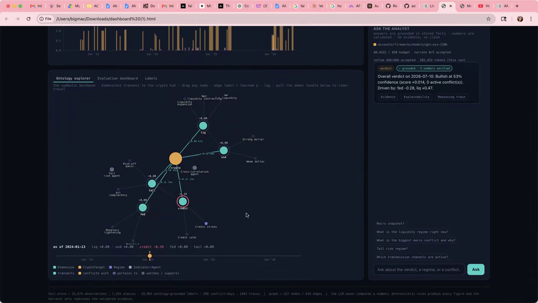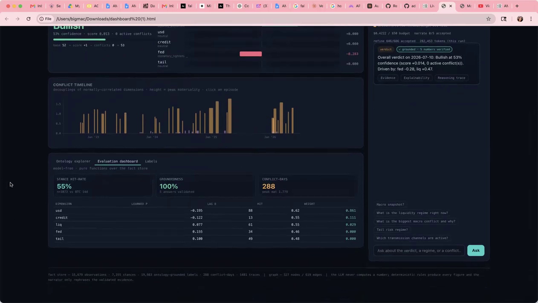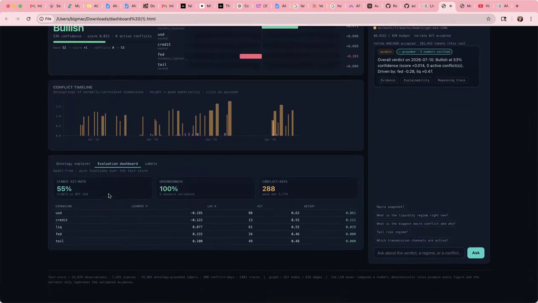And then I have the evaluation dashboard. This is as if the system is grading its own homework with pure functions over the stored facts. No model involved. So stance hit rate, that means, did a dimension's call actually predict Bitcoin's next 14 days? And that's measured against the real outcomes.